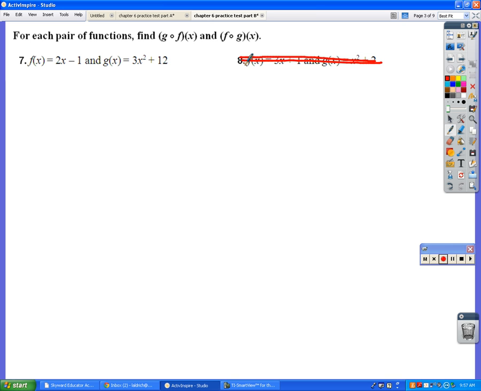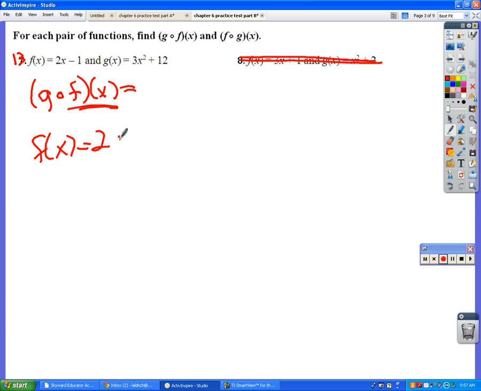Okay. Number 13. All right, so this is a little bit different. These are the ones that kind of cause some problems. The first thing we're doing is we're going to do g of f of x. So the first thing we're doing is we're taking the x and plugging it into the f function, because we're going to do this part first.